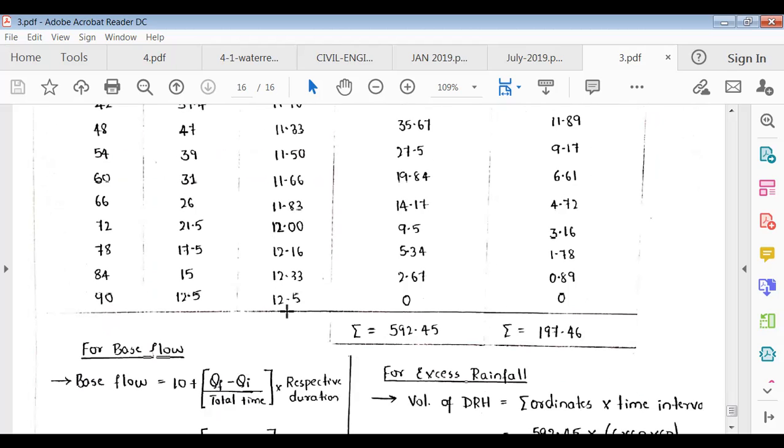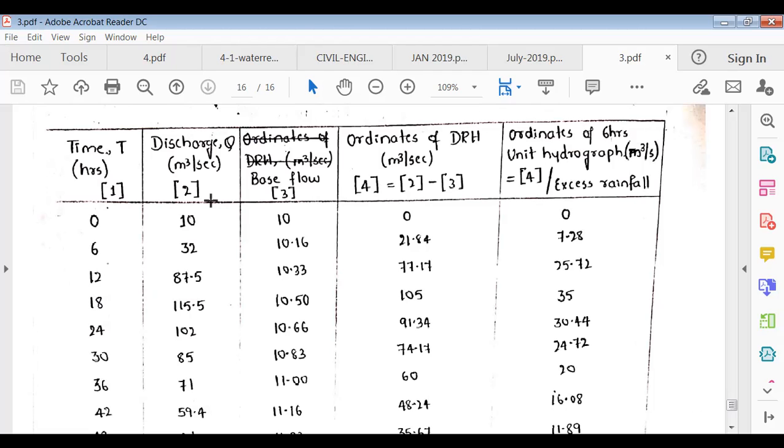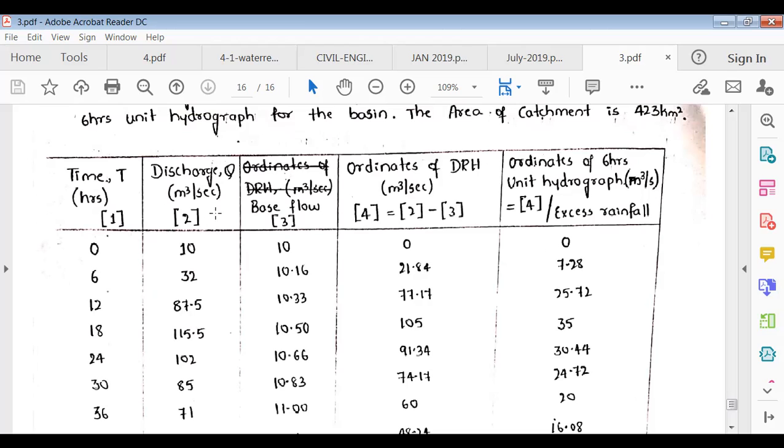We have done this type of problem in the previous video. If you check the previous problem, the same concept is used. From the discharge, we are going to deduct the base separation value, the base separation flow, which is also called base flow. Once you deduct this base flow, the total discharge would have both runoff and base flow. So now what you have to do is deduct the base flow to get the runoff.